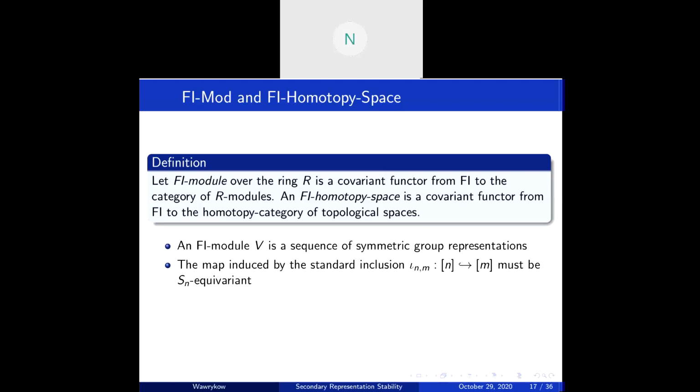Moreover, the inclusion map, where we include n into m, and so m must be at least the size of n here, must be S_n-equivariant. So we can do some permutation on n, do the inclusion, and then do the reverse permutation, and we'll get the correct thing. Nothing wonky is going to go on here, and this is nice and happy.